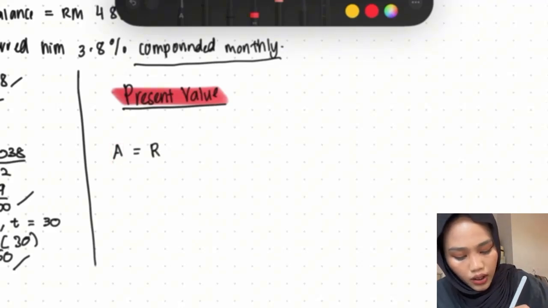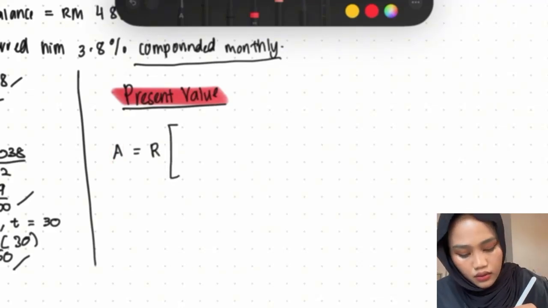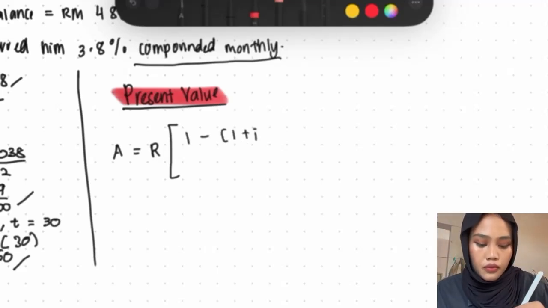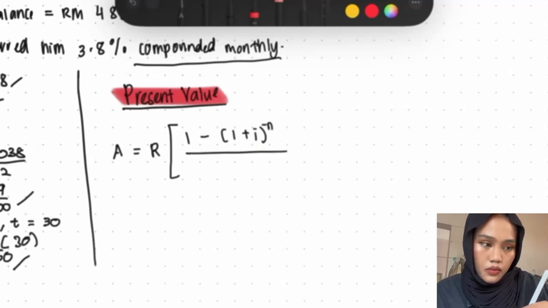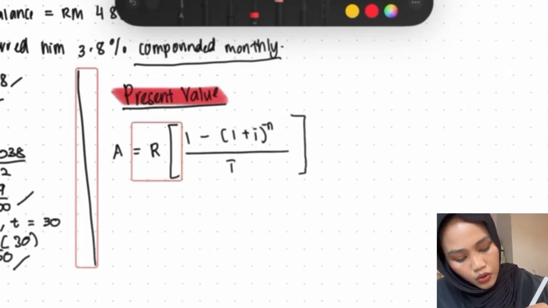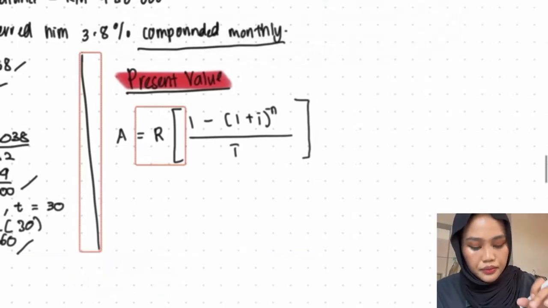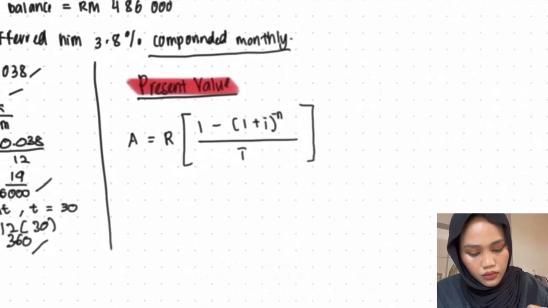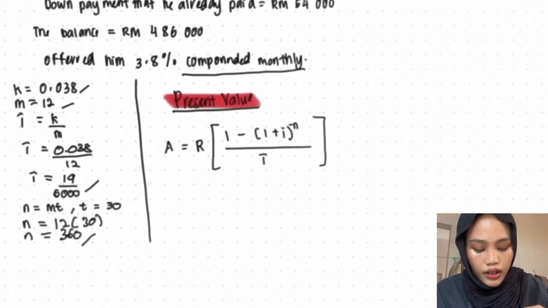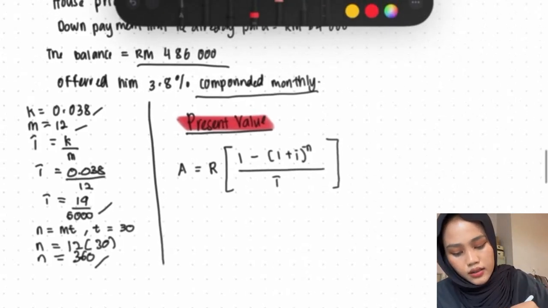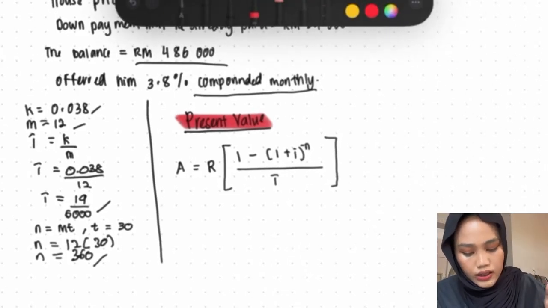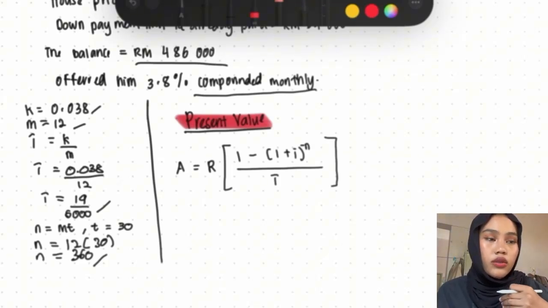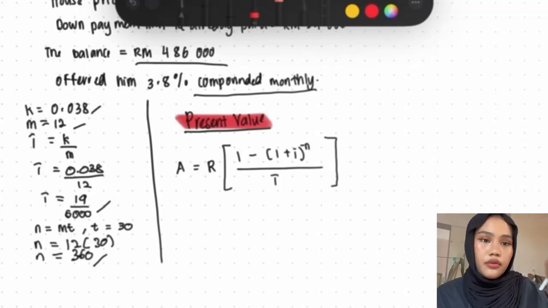A equals R, and you just copy the formula over I and close the bracket. So our A here is the balance. Our A is the balance because that is the amount that we want to get from the loan right now, the present, not in the future.